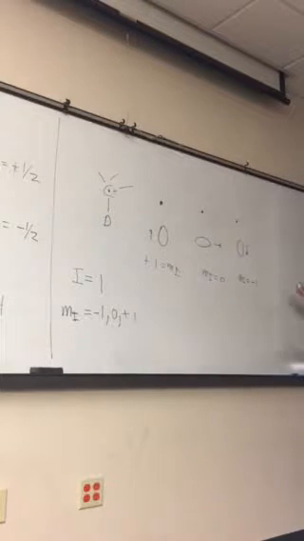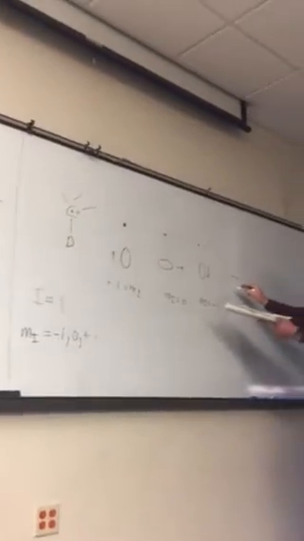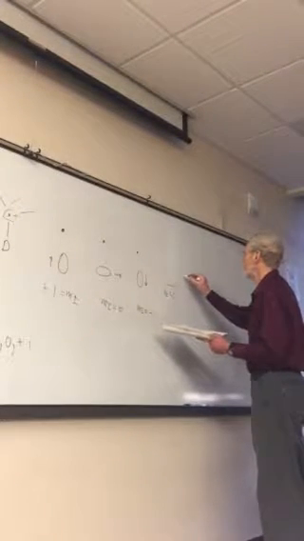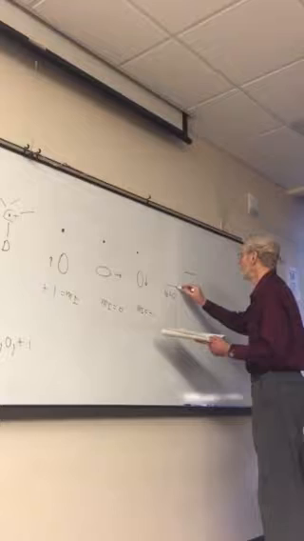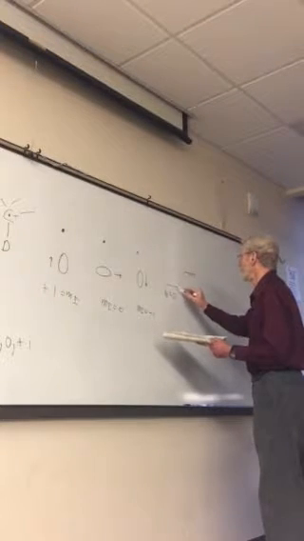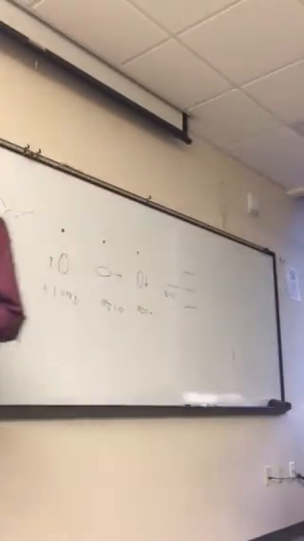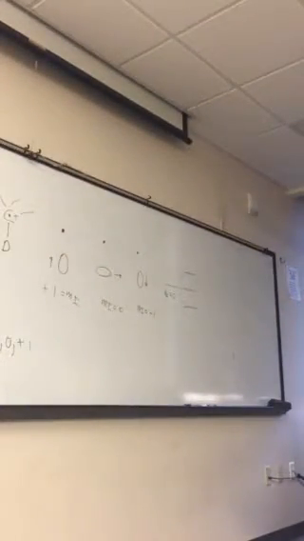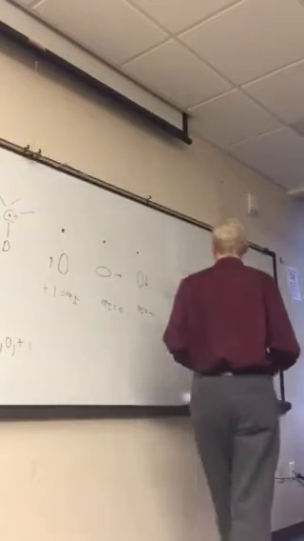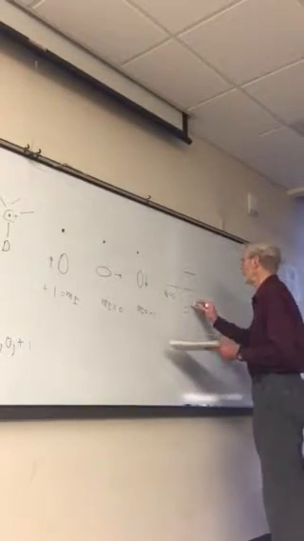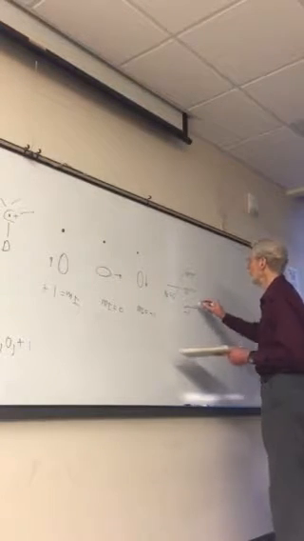So I'm going to draw another little energy diagram here. And so this is going to be no magnetic field. And then I'm going to add in just the effect of the spin itself before we add in the quadrupolar effect. And that's going to separate it into these three states here, which is going to be -1, 0, and +1.